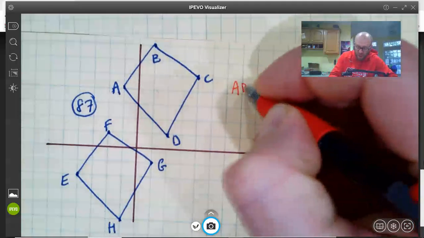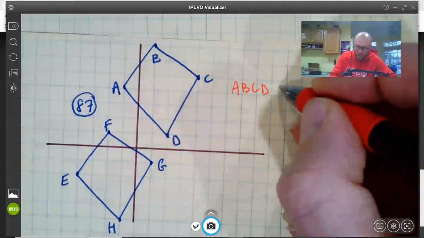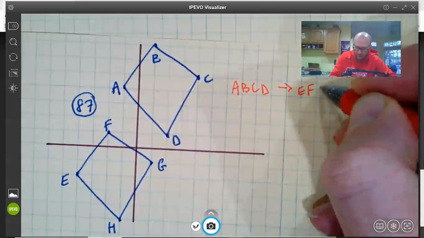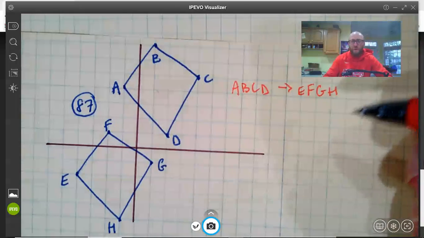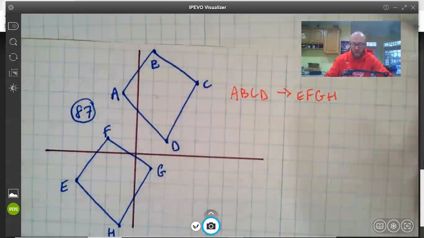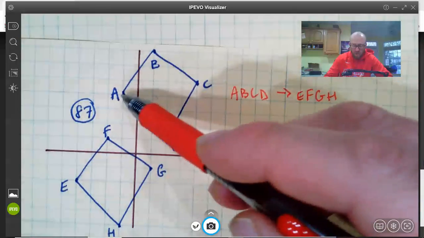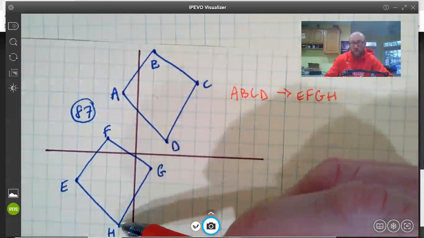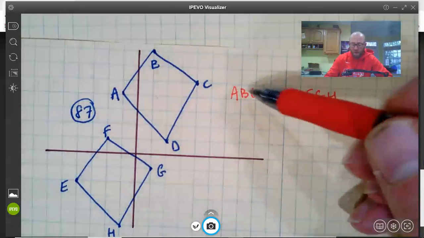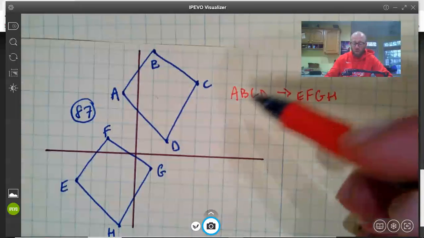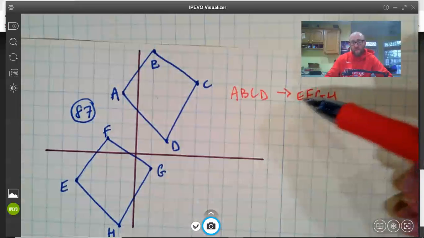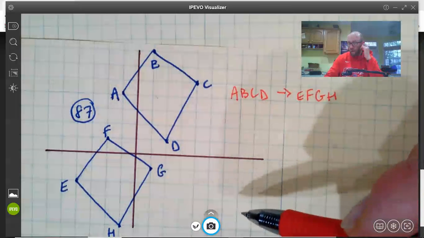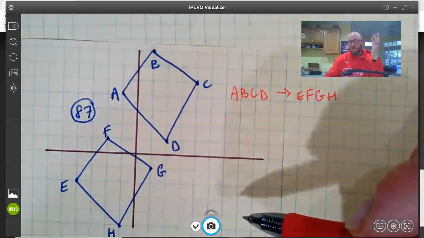So, to take A, B, C, D to E, F, G, H. And by the way, it's important how you name these shapes. See how the way they match up, A matches with E, B with F, C with G, and D with H. Those pairs have to be in each name in the same order. So if A is first, then E needs to be first. And if B is next, then F needs to be next. Now, you don't have to name them in any particular order as long as they're named in the same order.